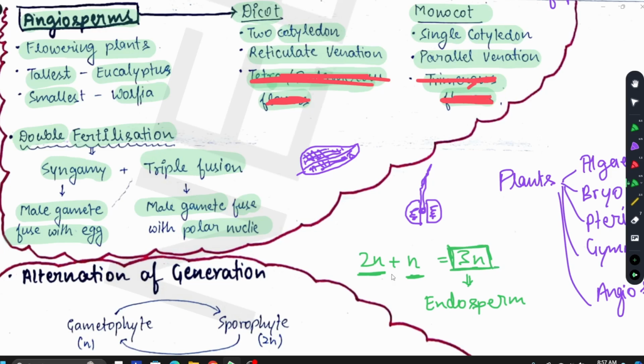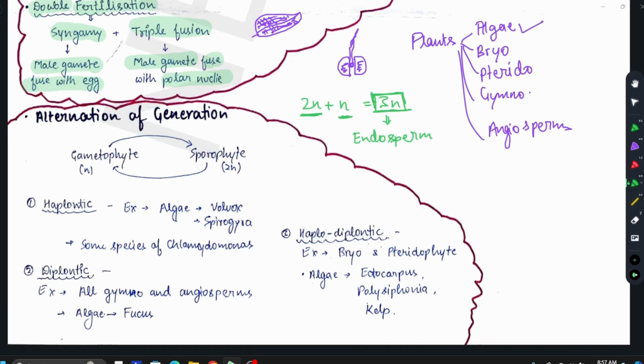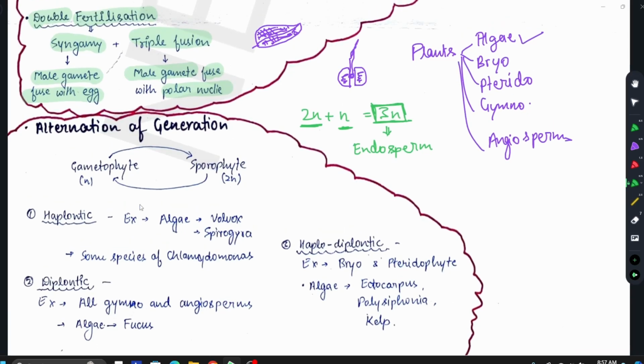You got it? Now the last topic, alternation of generation, has been deleted from NCERT and from the syllabus of NEET as well as class 11. So this is a topic you don't have to study.